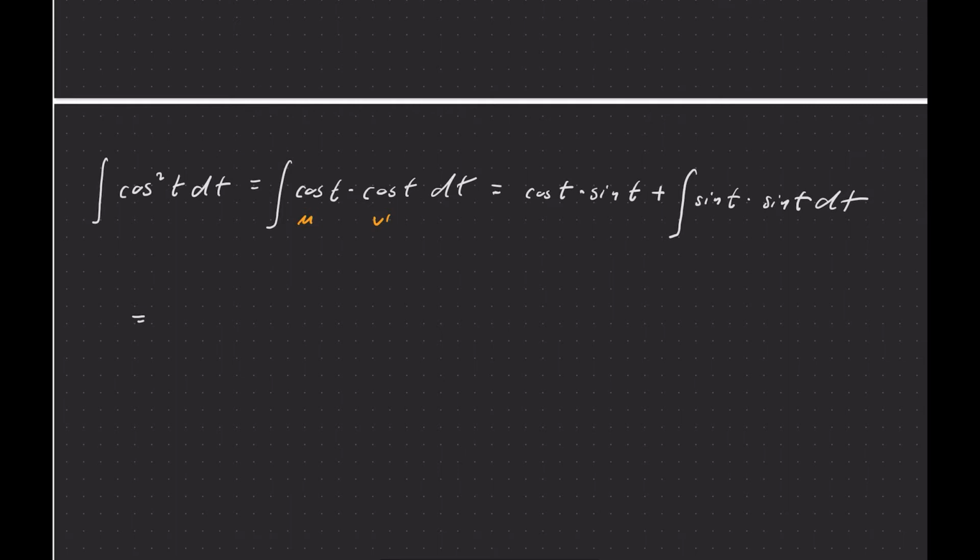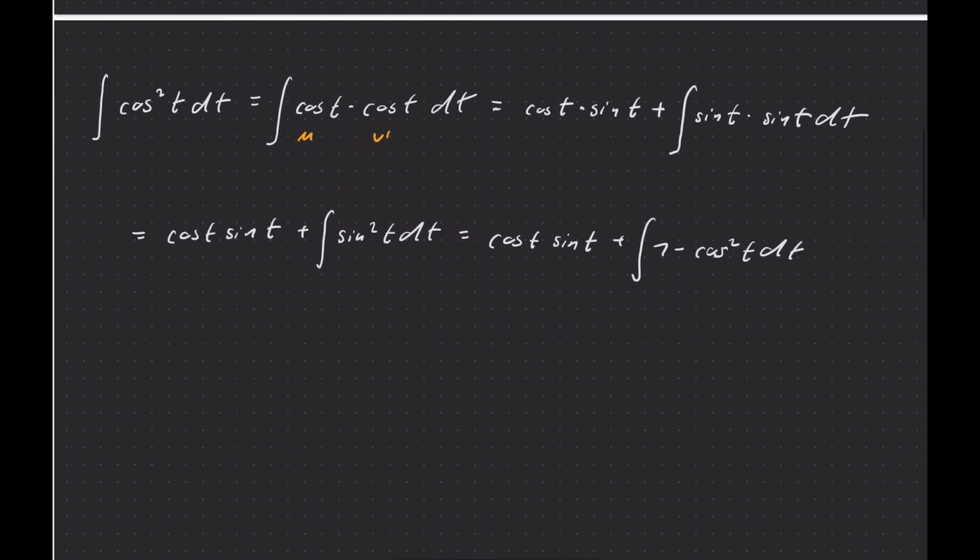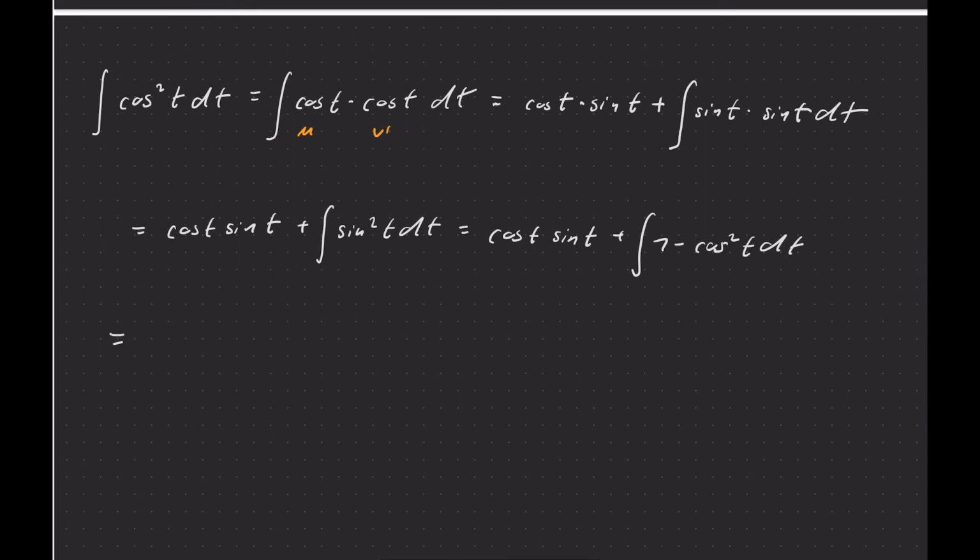Now that is the same thing as cosine t sine t, we'll just keep that, plus here we have the integral of sine squared t dt. Now that integral of sine squared is the same thing as the integral of 1 minus cosine squared t dt. And somehow we're back at that cosine squared. But that's one of the things that often happens with integration by parts, and sometimes it's helpful. In this case, it actually will be. Just bear with me for a second.